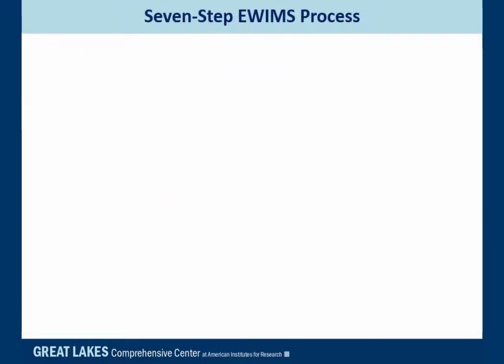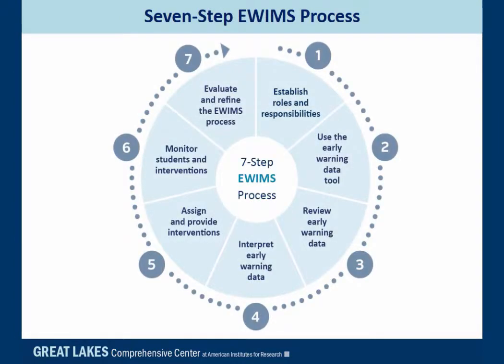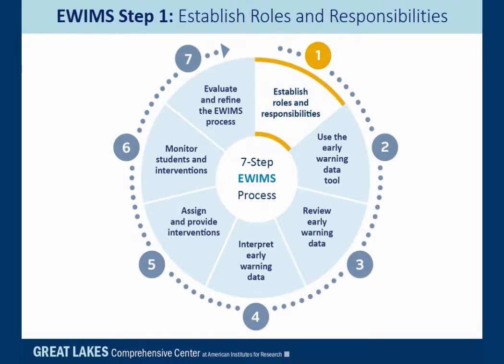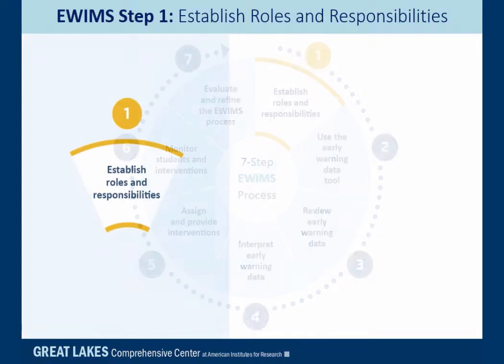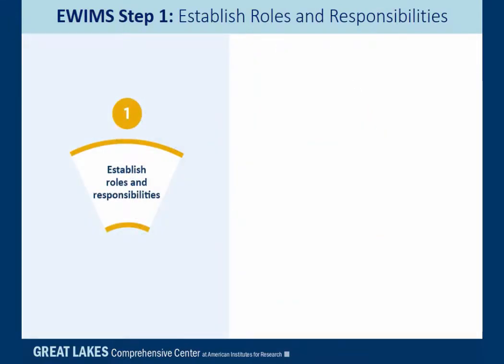Now we'll review each of the 7 steps in the EWIMS process. More information about each step is contained in the other videos in this series. Each step has a corresponding video. Step 1 is to establish roles and responsibilities. In Step 1, you assemble a school team. The team will work together to decrease red flags.